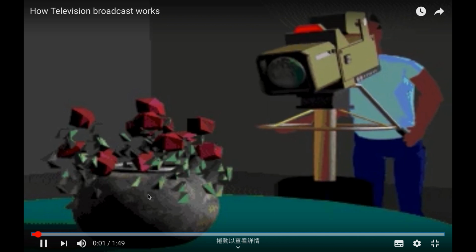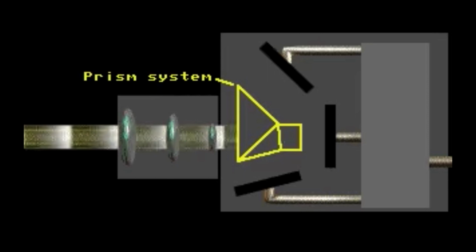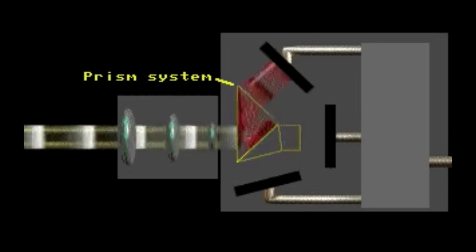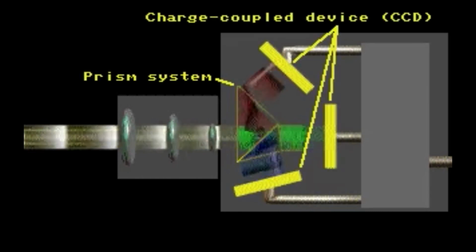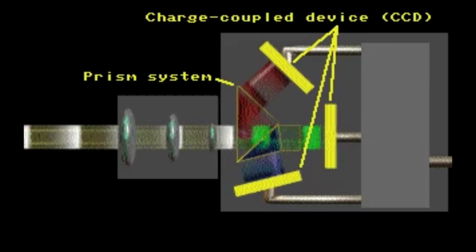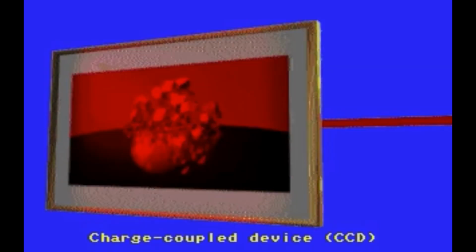Broadcast of a television picture begins with a television camera. Inside most cameras, a prism system breaks light from a scene into the three primary colors of light: red, green, and blue. The colored light falls on image sensors called charge-coupled devices, or CCDs. When light falls on the CCD, it produces a pattern of electric charges. The CCD releases these charges line by line, producing an electric current called a video signal.